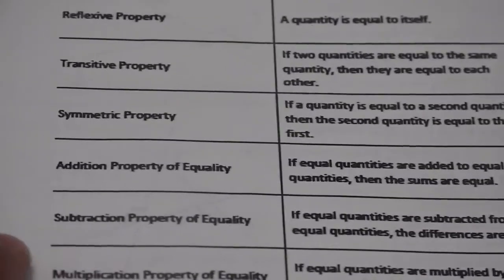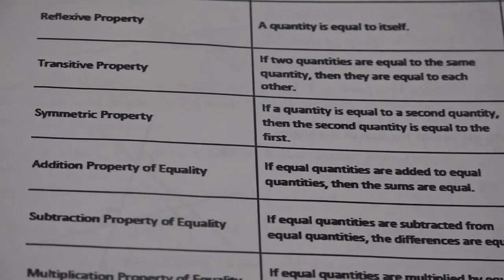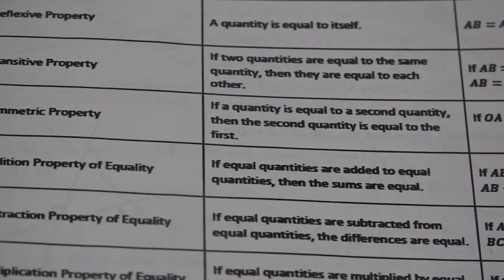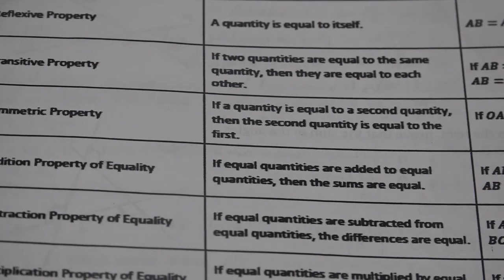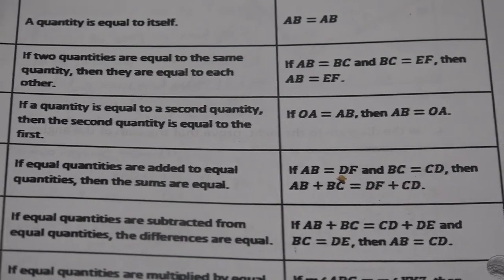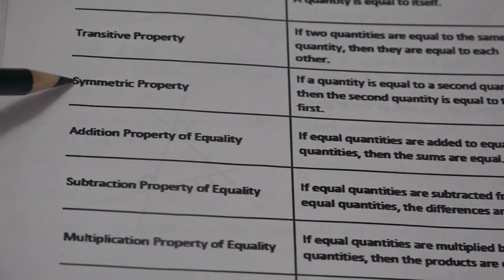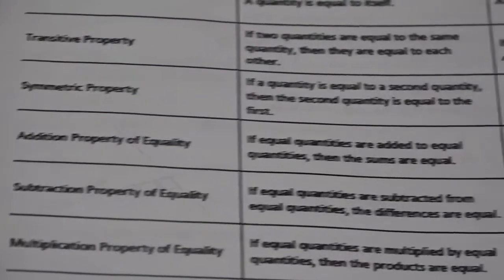Then we have the symmetric property. What does it say? If a quantity is equal to a second quantity, then the second quantity is equal to the first. If OA is equal to AB, then AB is equal to OA. Now, these are simple properties, but you need to remember the names of them.